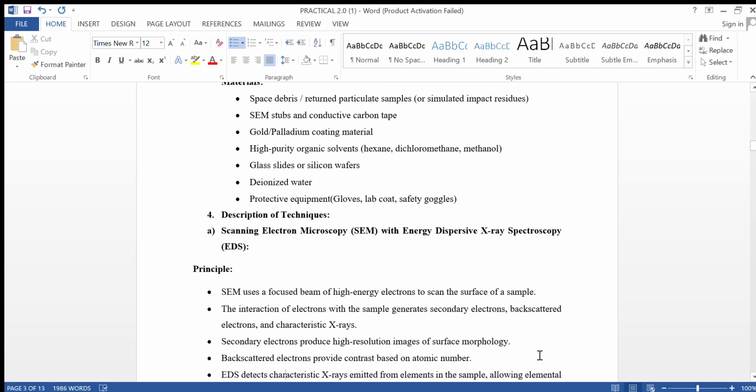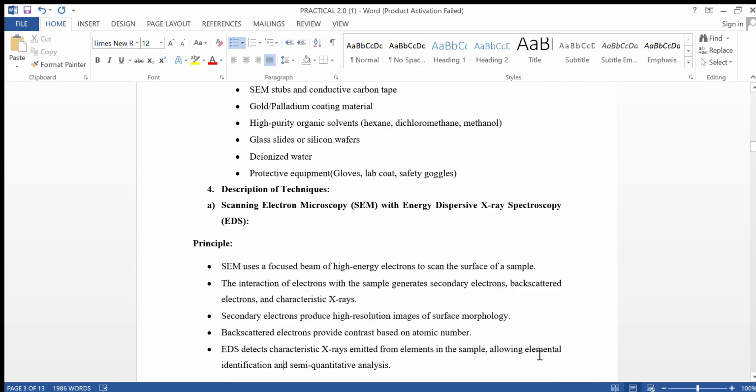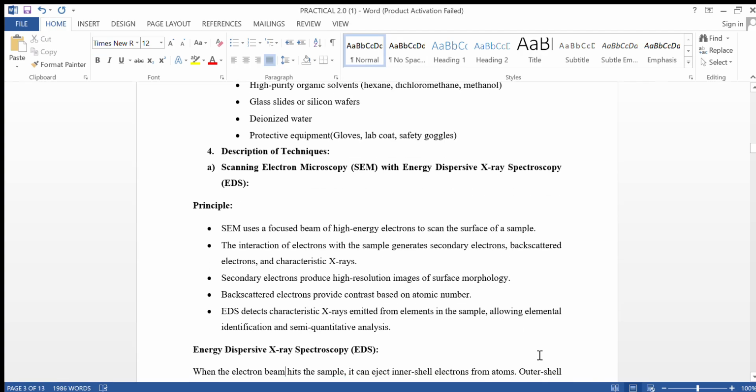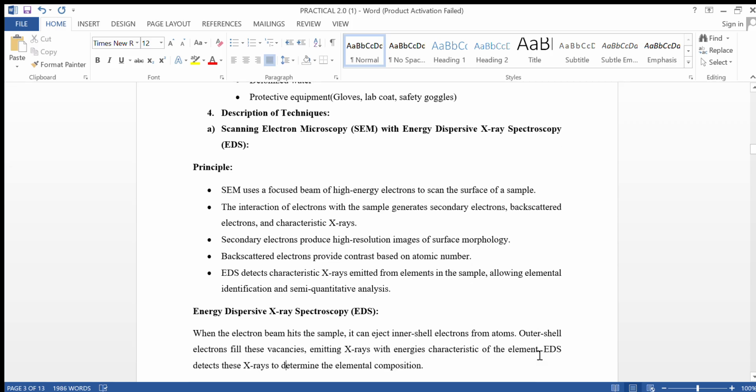Description of techniques. Scanning electron microscopy, SEM, with energy dispersive X-ray spectroscopy, which is EDS. The principle is that SEM uses a focused beam of high energy electrons to scan the surface of a sample. The interaction of electrons with the sample generates secondary electrons, backscattered electrons, and characteristic X-rays.